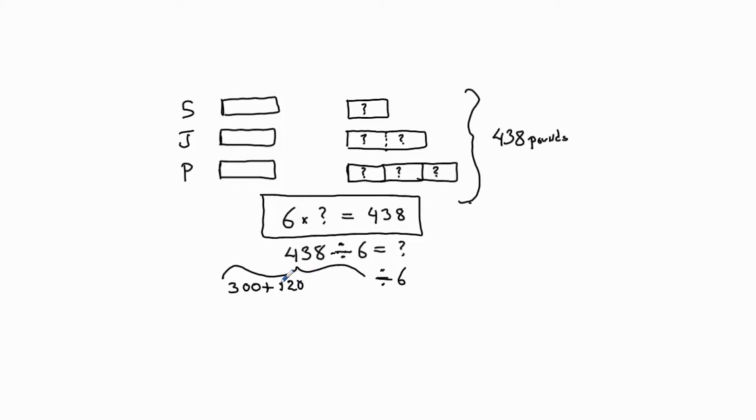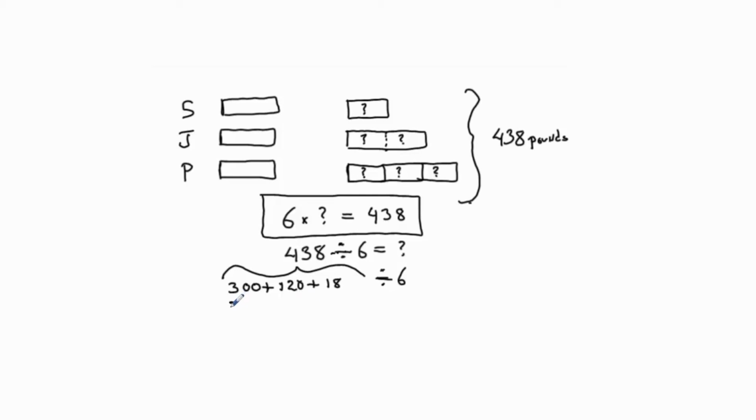I see that 300 plus 120 is 420, and that leaves me with 18, so I've got another chunk that's 18, and it just so happens 18 is divisible by 6. So in this problem, I'm not going to have any extra portions or a remainder of any kind. So I've split 438 into 300 plus 120 plus 18, and so I'll go through and divide 6 into each one of these.